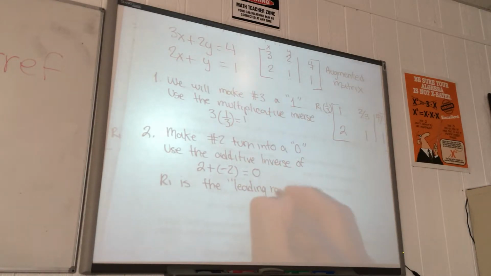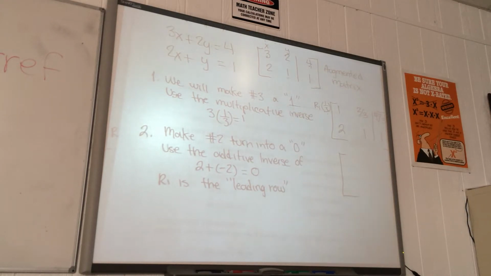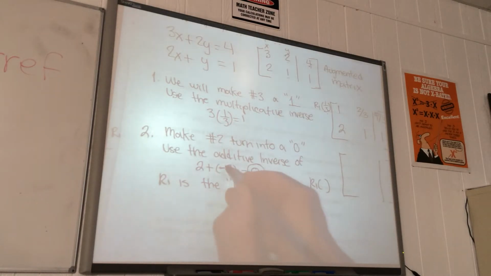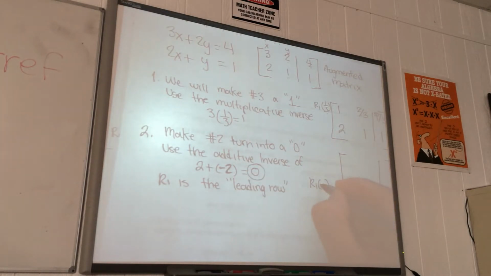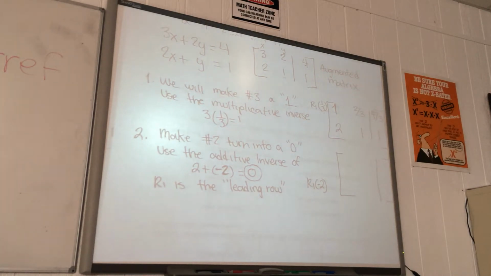What does it mean? So what that means is that we're going to multiply R1 by a constant to turn that 2 into a 0. And that constant that we're going to use is this one, the additive inverse of 2. So R1 times -2. And the reason it is the leading row is because we already have that 1 here. Now remember, our goal is to get to the identity, right? Okay, so you do that and then you're going to add R2.